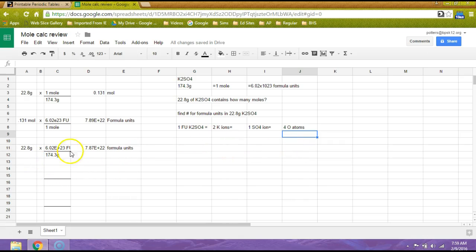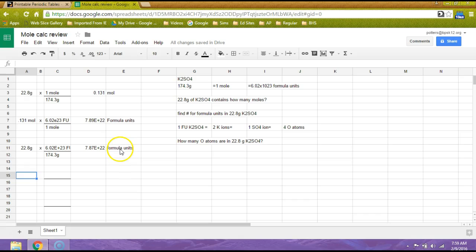So if I'm asked to take this one step further, and you'll see this in your practice problems, let's say that I have this 22.8 grams, and I want to know how many oxygen atoms are in 22.8 grams of K2SO4.